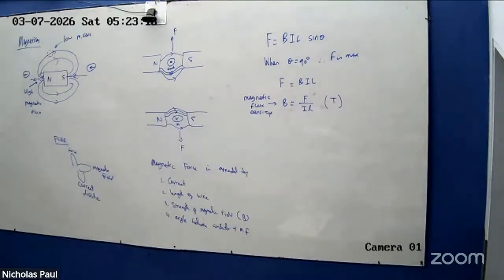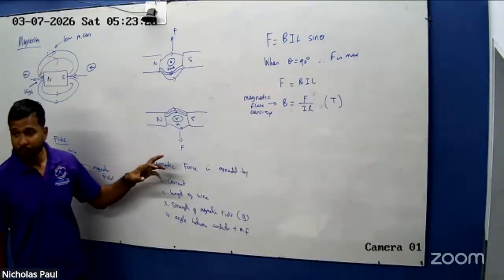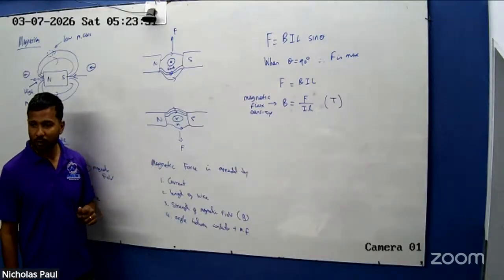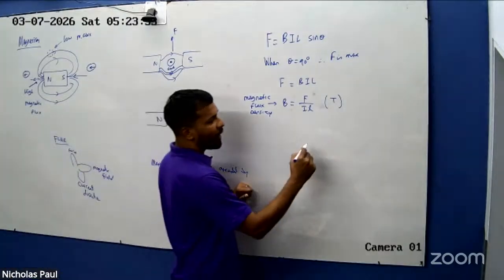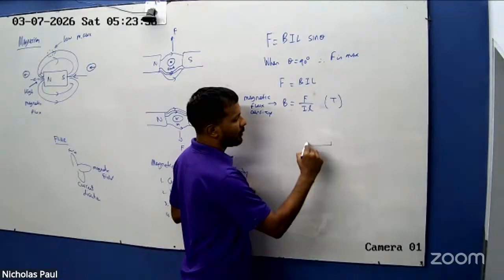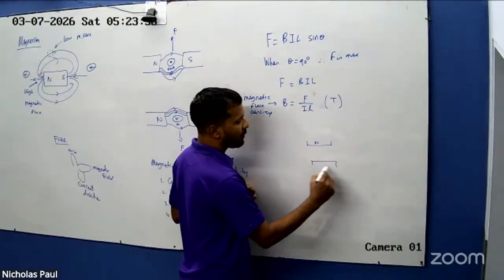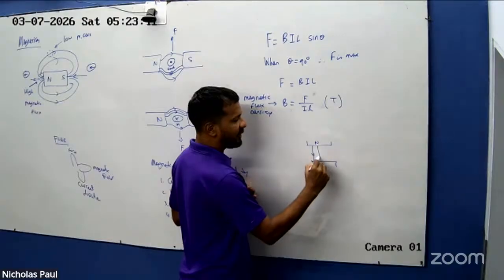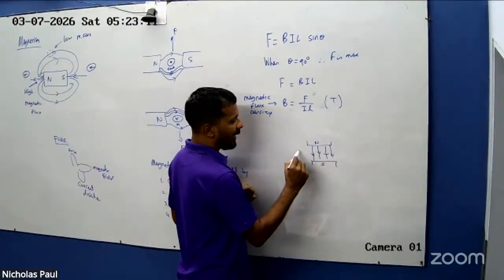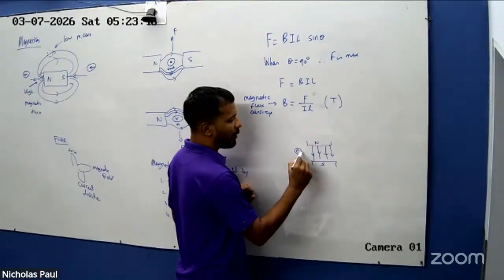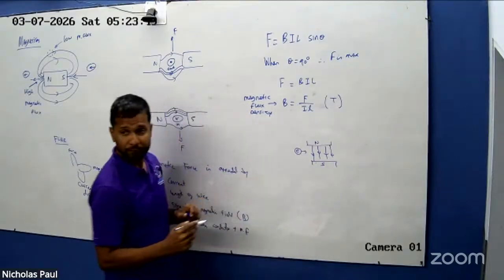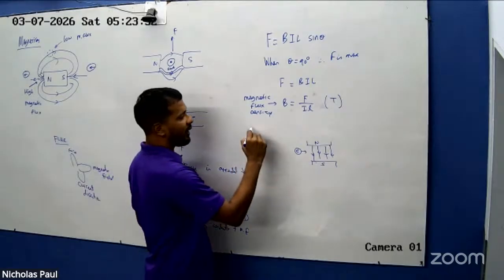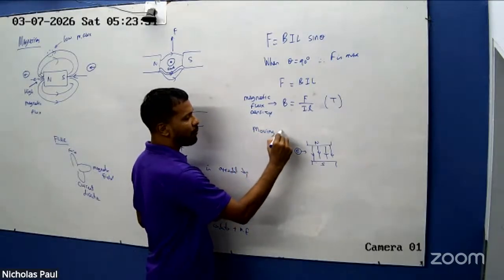And as we said, the force is maximum when theta is 90. But everything here has to do with a static conductor. Suppose the conductor is moving now. Suppose I have a north pole here and a south pole here, with a magnetic field between them, and I take an electron and move it inside. Now we're looking at a moving particle.